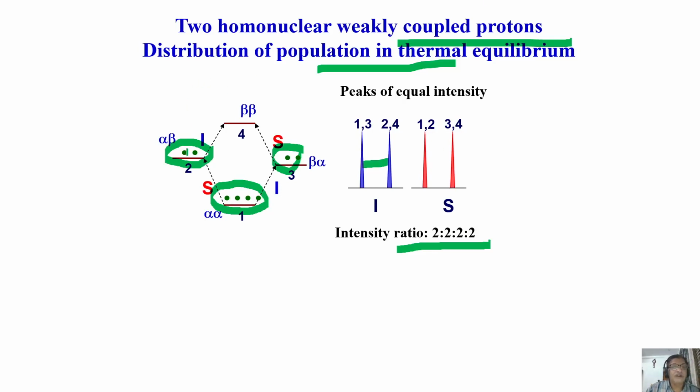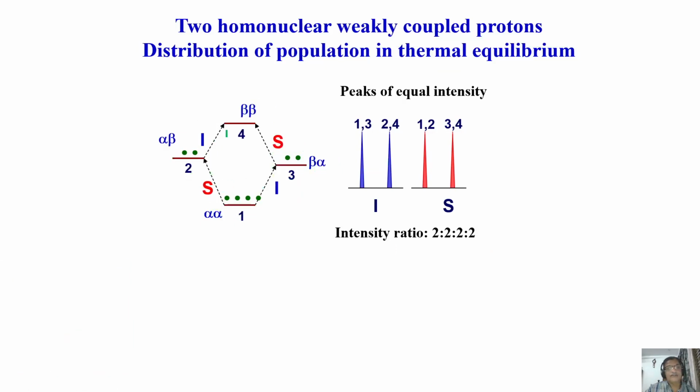What are the allowed transitions? We have already worked out for the AX spin system. Beta beta to alpha beta, change in the magnetic quantum number is +1 or -1, allowed, and this is allowed, this is allowed, this is allowed. There are 4 transitions allowed, and these correspond to the I peaks and S peaks. Here I is changing from alpha to beta, similarly here I is changing from alpha to beta, and if I take S here, S is changing from alpha to beta, and here S is changing from alpha to beta. So I have labeled the spins based on their spin states, alpha and beta.